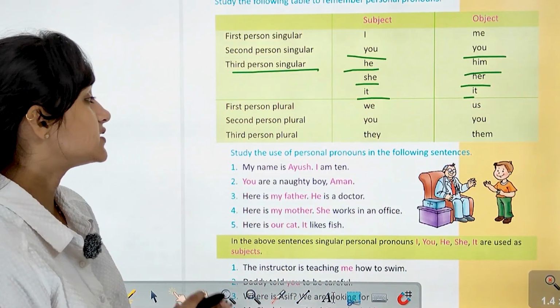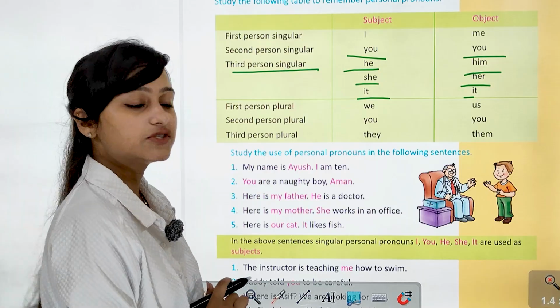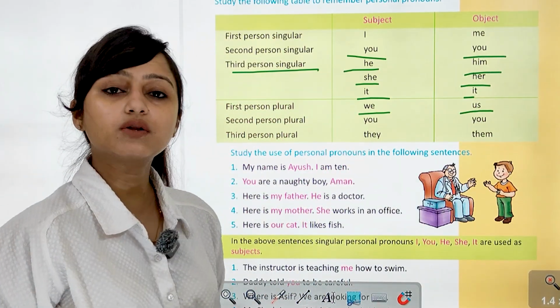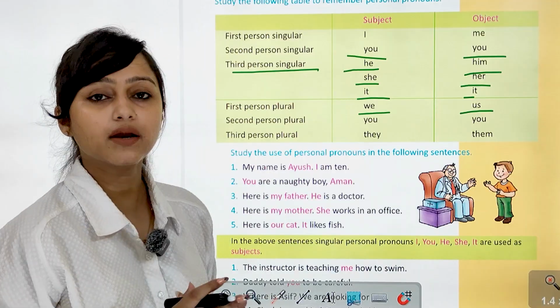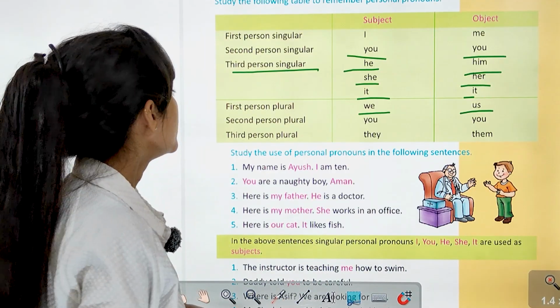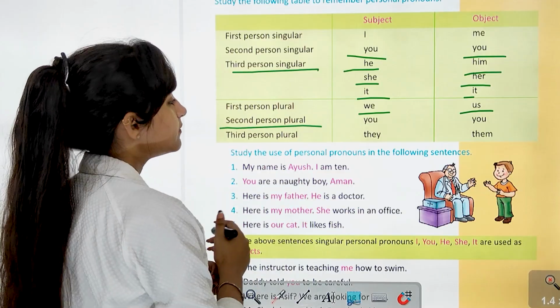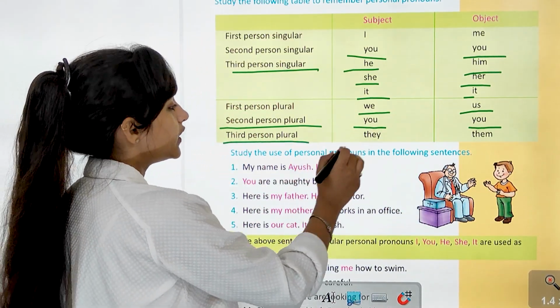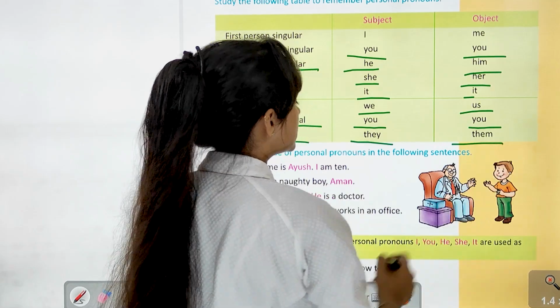Now first person plural. Plural में क्या होगा? Subject में we and object में us. Plural क्या होता है? When there are more than one, when there are two or more than two. So second person plural is you and you, subject and object. Third person plural, subject is they and object is them.